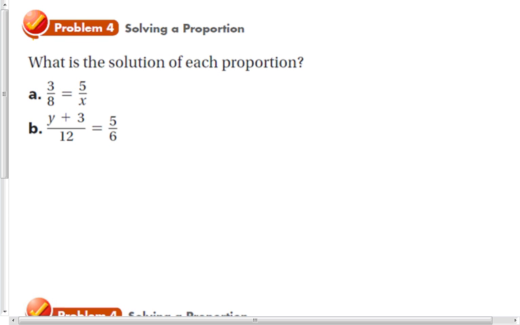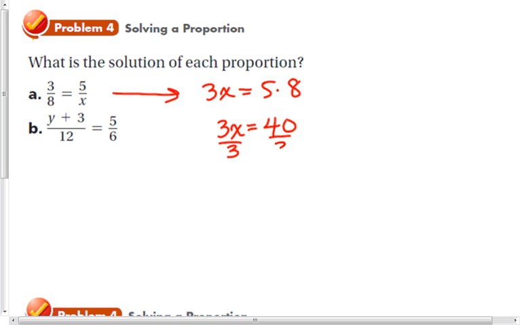All right, problem 4, solving a proportion. What is the solution of each proportion? So we're going to use the idea about cross products here. So we found that the product of the extremes is equal to the product of the means. So 3 times x is equal to 5 times 8, which is 40. And so I'm just going to divide each side by 3, and I get x equals 40 thirds. I think I'm going to leave my answer like that. If we want, we could write it as a decimal, but that should be good.